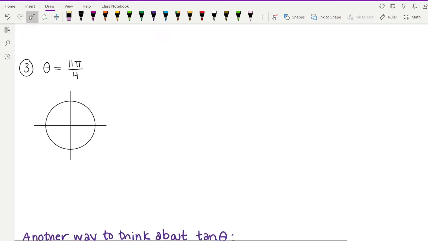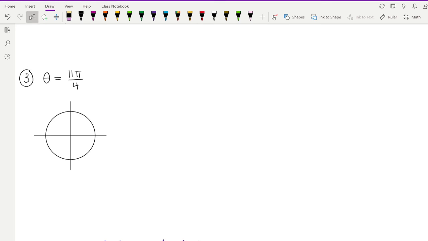All right, one more example. So this one is 11 pi over 4. So this is going to be one where it's not between 0 and 2 pi, so we have to do a little extra work to figure out what this angle looks like. So 11 pi over 4, well, that's the same thing as 11 over 4 pi. And 11 over 4 is bigger than 2. So we know that this angle is bigger than 2 pi.